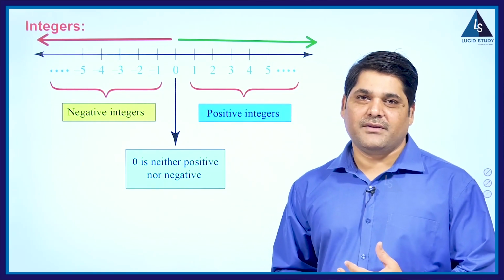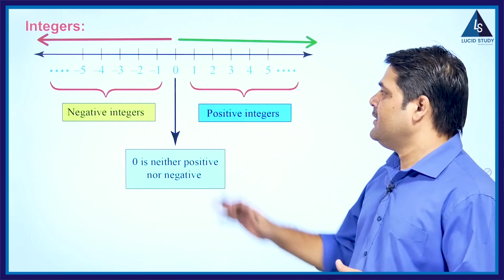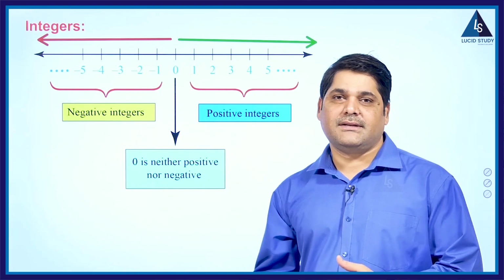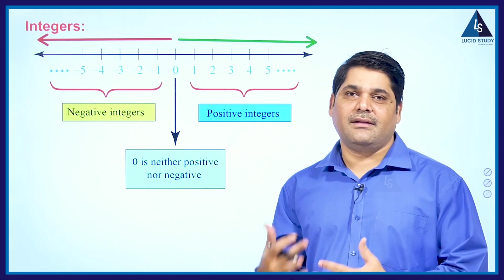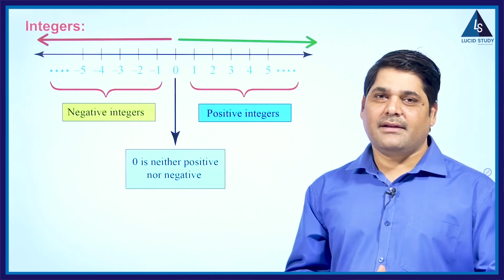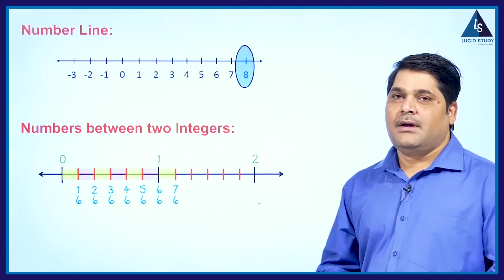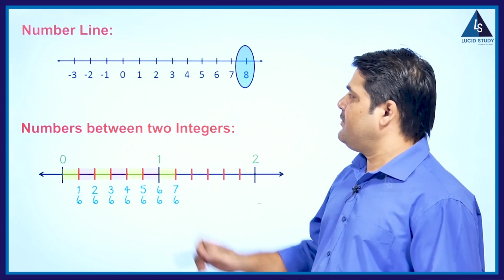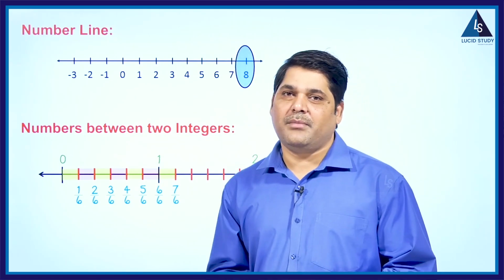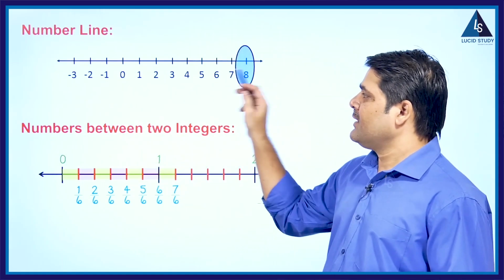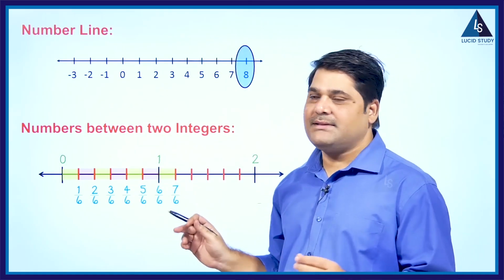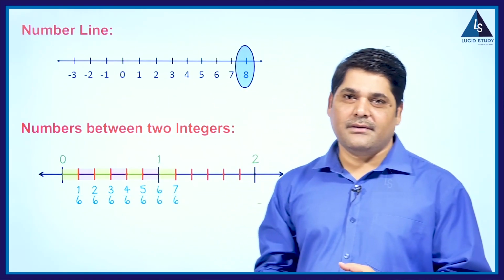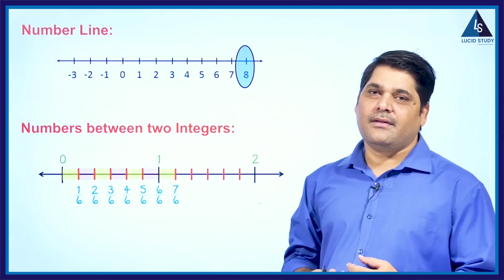So 0 is neither positive nor negative. This we already know. After 0 if you go in this direction, all are positive numbers. If you go beyond 0 in this direction, it will be all negative numbers. All this introduction we have already done in 8th class. Now, how to represent these integers on number lines? Suppose I want to represent 8 on the number line. You will draw a number line and divide it with equal distances and mark 0, 1, 2, 3, 4, 5, 8 in this direction and negative numbers in this direction. Where is 8? That you will locate on the number line.